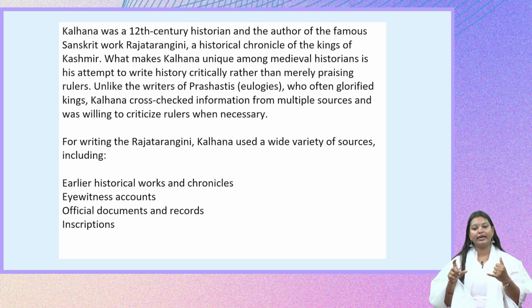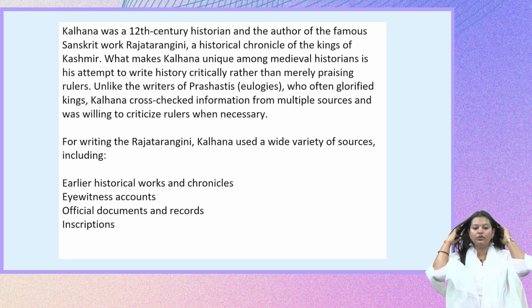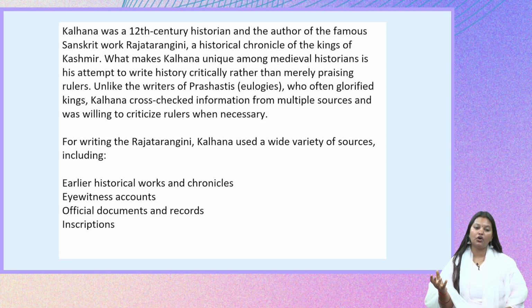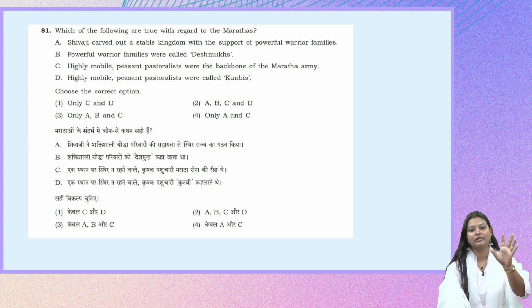Some of the important points that you need to remember is that he did not write like the other writers of that time who glorified the kings. He always cross-checked his information, used multiple sources, and was ready and willing to criticize the ruler when and where it was necessary. So, to remember, he always referred to a wide variety of sources, which includes earlier historical works and chronicles, eyewitness accounts, official documents and records, and also inscriptions. So, this is how we can understand his work.